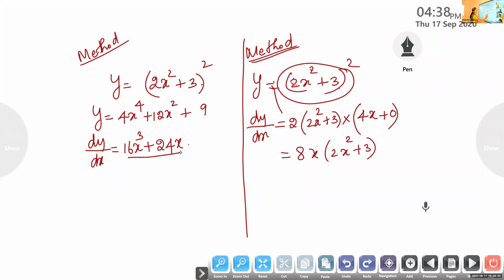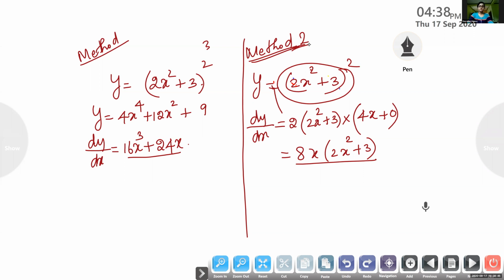Now look, compare this. Are we getting the same answer? Is it okay? Yes, ma'am. Here children, the power is 2. If the power is 3 also we will expand. But when the power becomes bigger and bigger, we will go with the second method, that is by using composite functions.